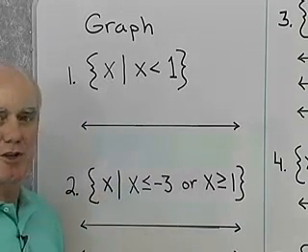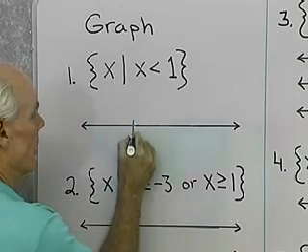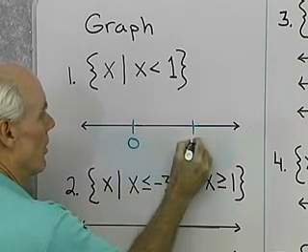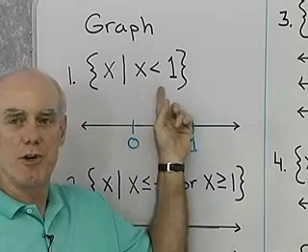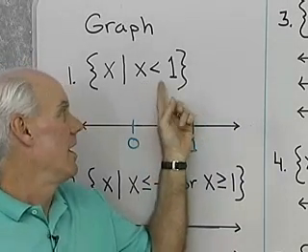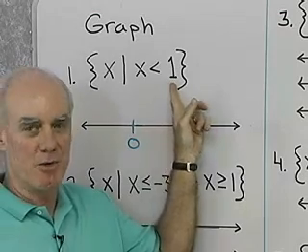Here's our first example. We want to graph the set of all numbers x such that x is less than 1. So what I'm going to do here is put in 0 on the number line for reference, and then 1 over here since it's the endpoint. Now I want to show that I have all the real numbers that are less than 1, up to but not including 1.